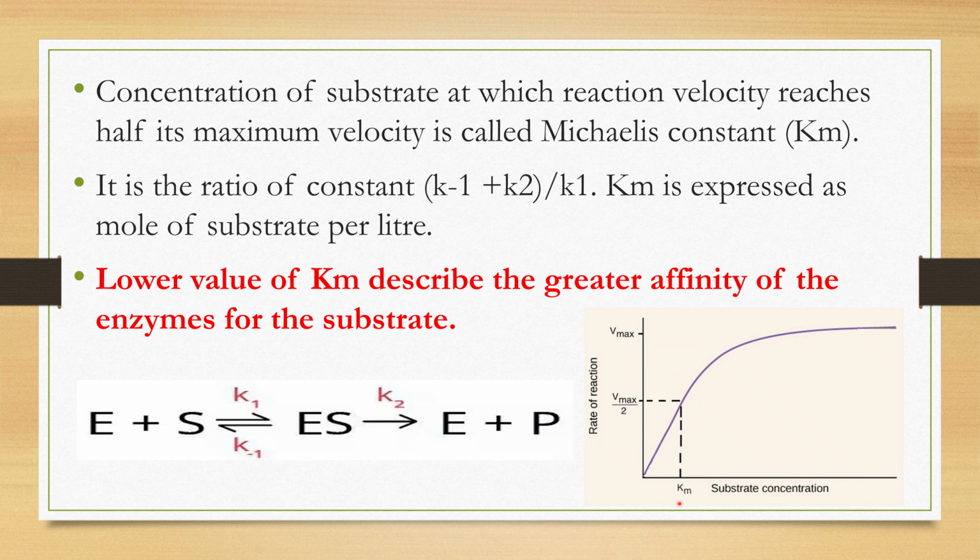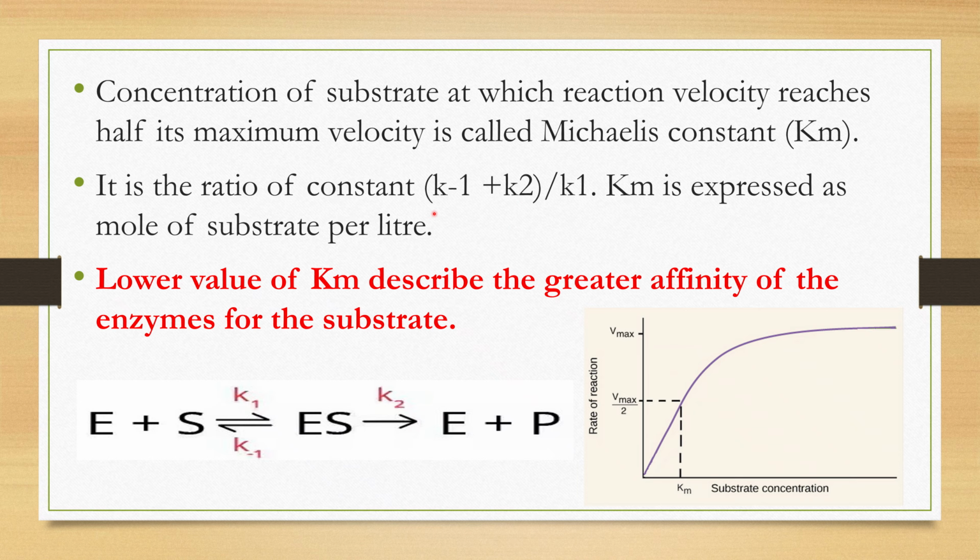Now what is Km? Km is the substrate concentration at which your reaction velocity is Vmax by 2. So when your reaction velocity is Vmax by 2, at that time what is the substrate concentration? That is your Km. Okay. Now Km can also be expressed by the ratio of all your rate constants.